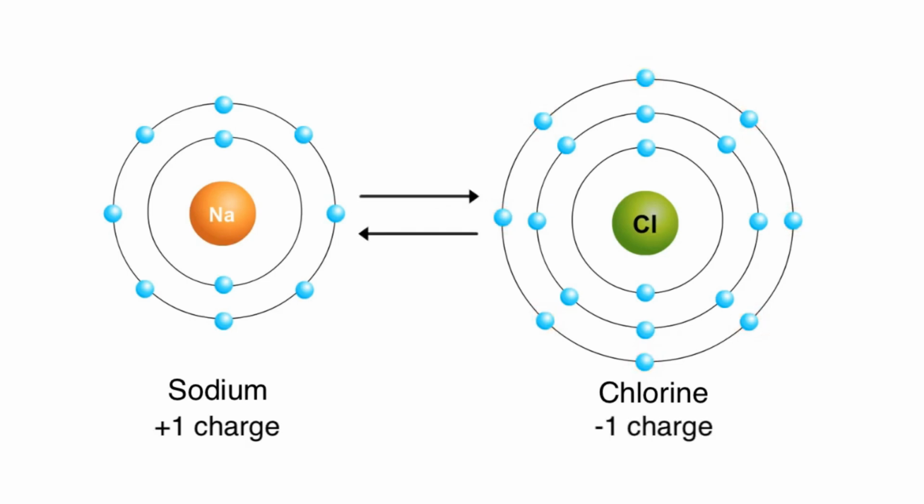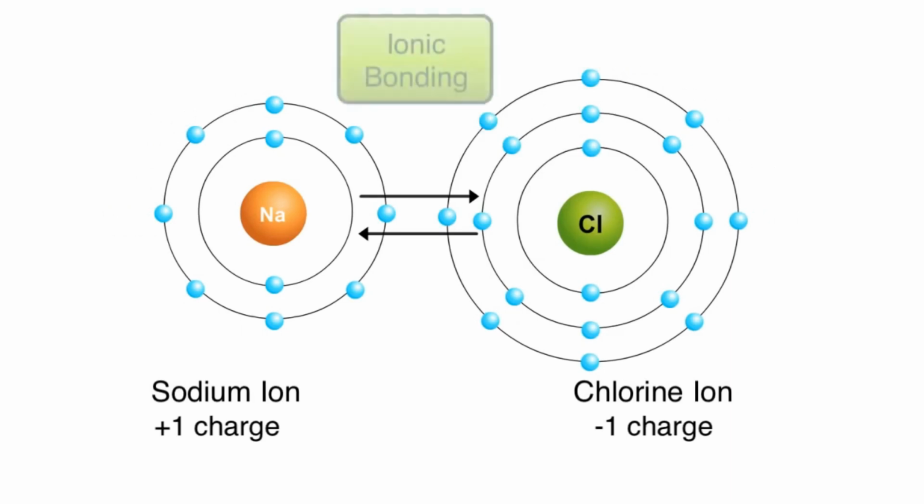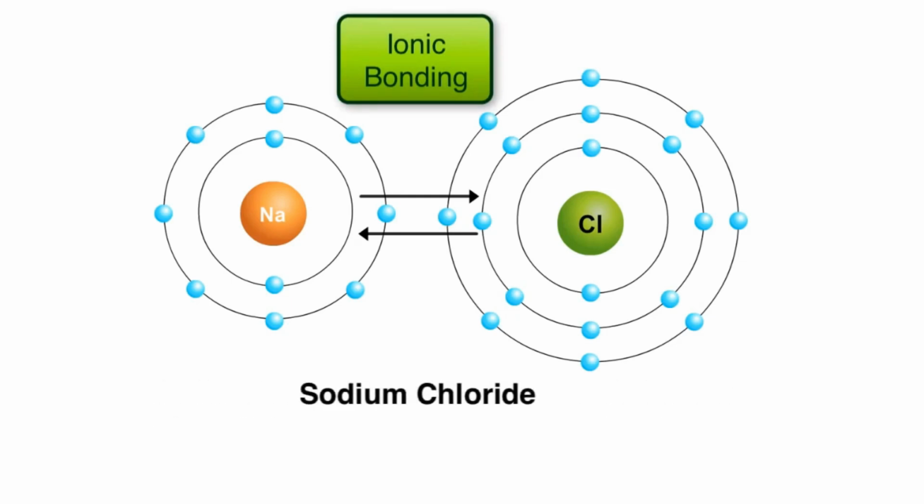The charged sodium and chlorine atoms are called ions. Ions of opposite charge attract each other and form ionic bonds. In this case, the attraction of sodium and chlorine form a molecule called sodium chloride, or table salt.